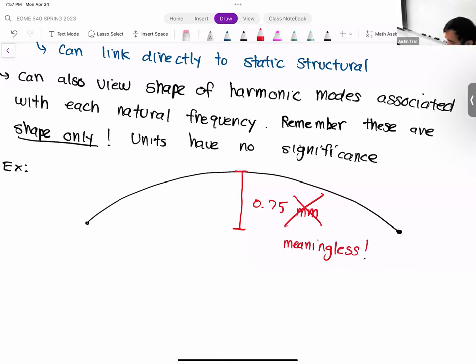When you do have resonance occur in your structure, you are going to get large amplitude deformations, but the actual amplitude of those deformations depends on how strong your forcing is.